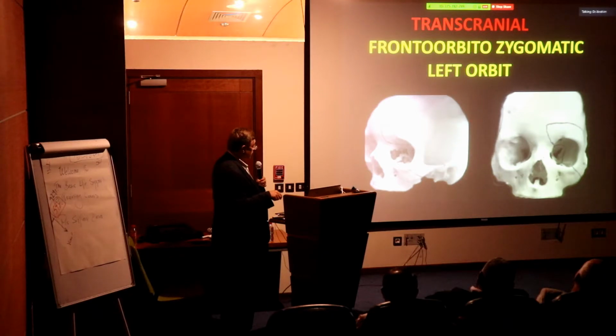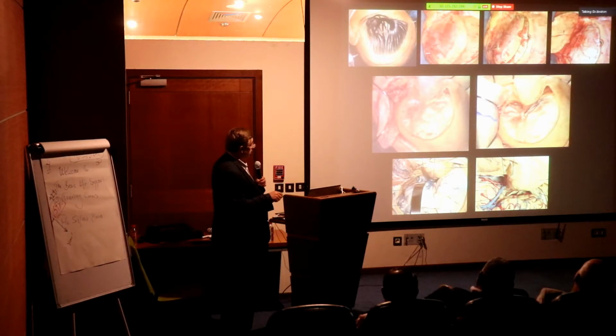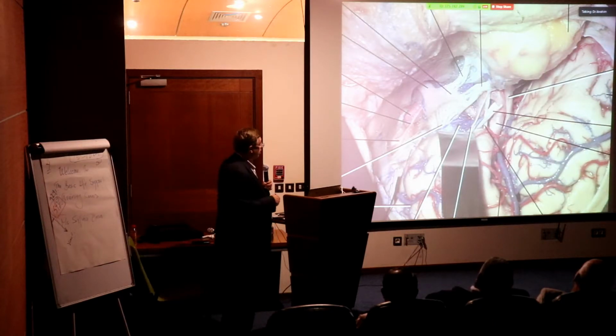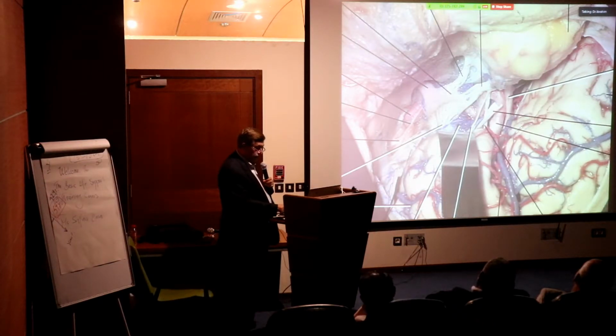You can use transcranial. We usually use the frontoorbital or fronto-orbitozygomatic. And you can go like this, frontal lobe, temporal lobe, and then you have the whole orbital frontal view like this. You can see the orbital front. It's a beautiful view. You can have the full control of the orbit wherever you like to go. But you have to have good anatomy knowledge.